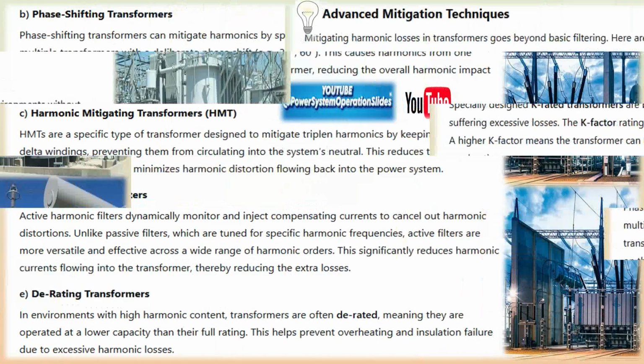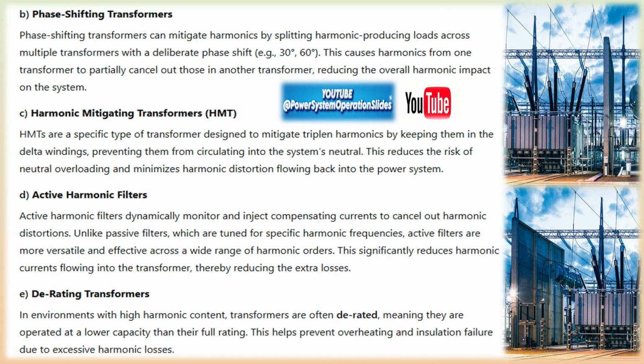Magnetic saturation. Harmonic currents can push the transformer core into saturation, especially third-order harmonics and their multiples, called triplen harmonics. In saturation, the core is less efficient at conducting magnetic flux, leading to overheating and increased losses.